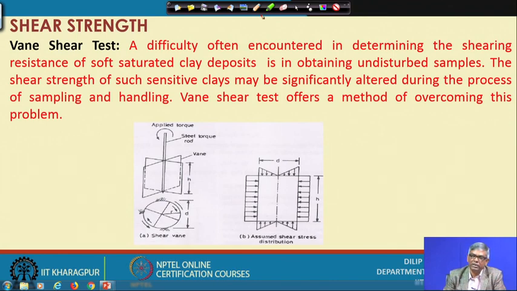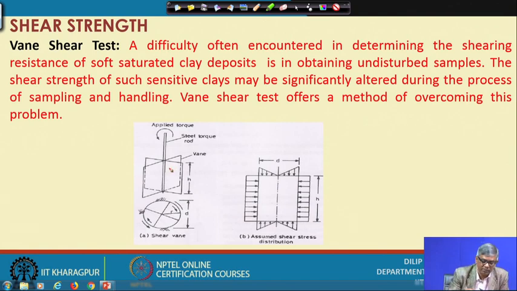Generally, when there is a very soft and sensitive clay, obtaining an undisturbed sample is very difficult, and if you try to do that, its strength behavior will change significantly. Because of that, instead of sampling that soil, we can directly go to the field and test, and that is the vane shear test, which is suitable for soft sensitive clays.